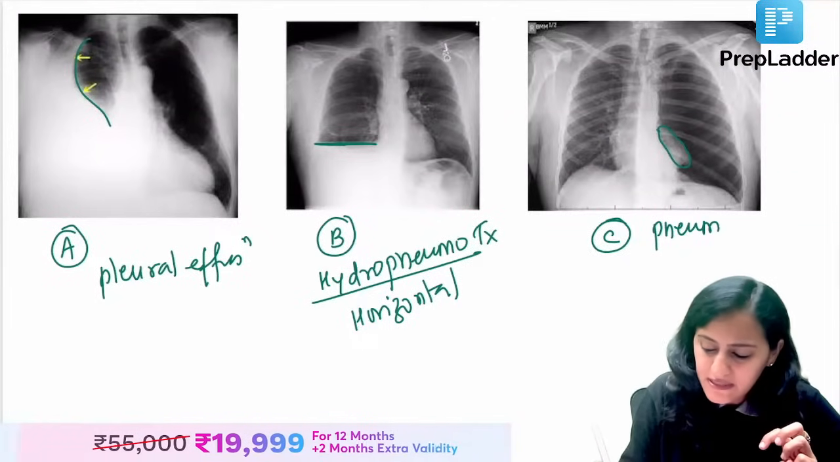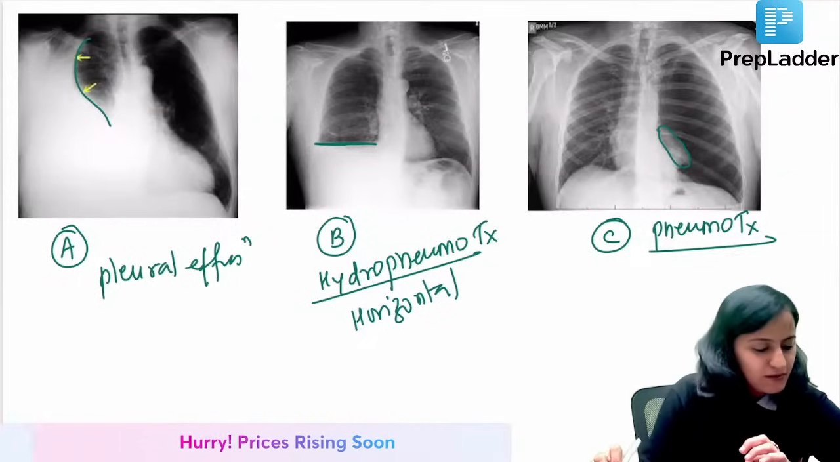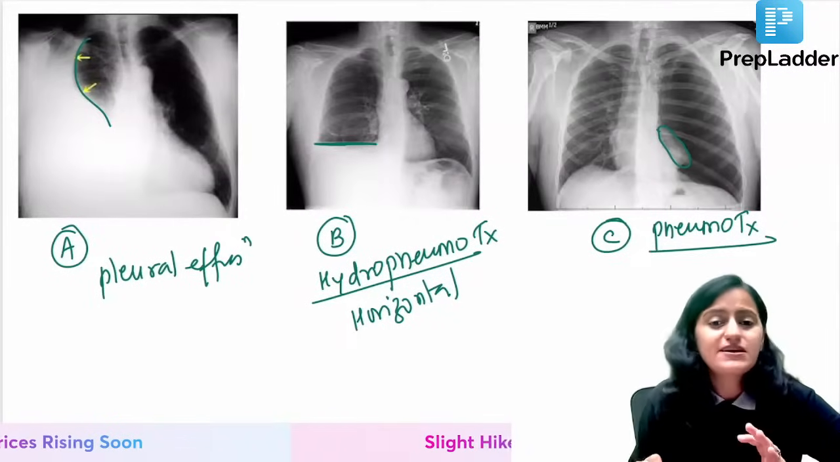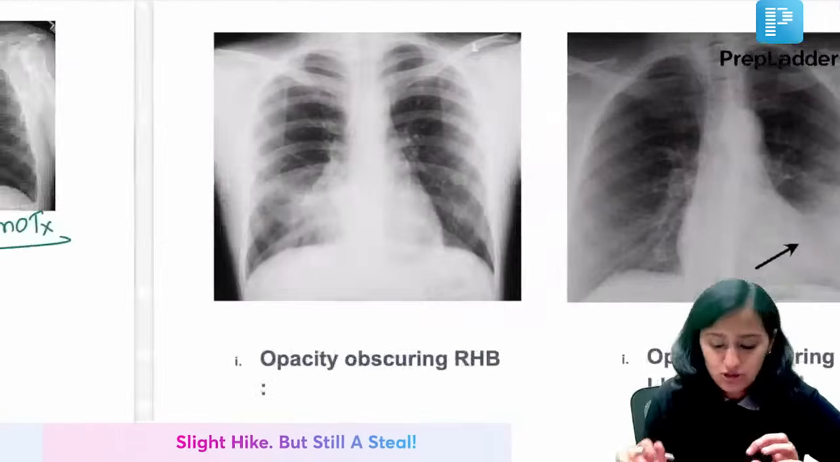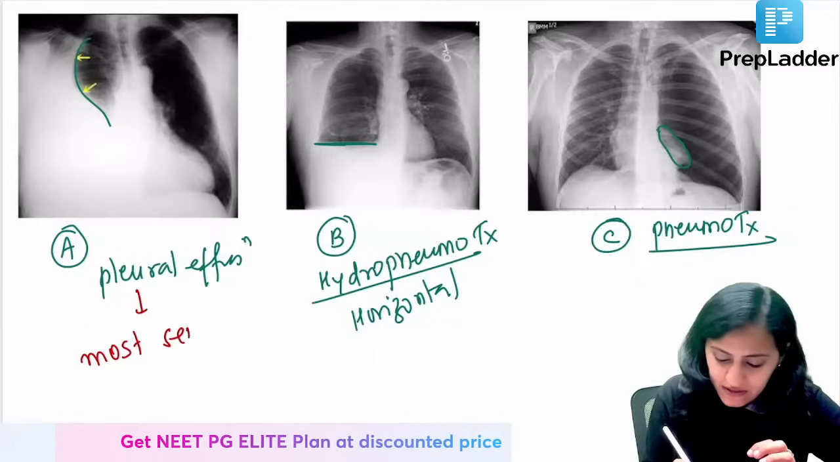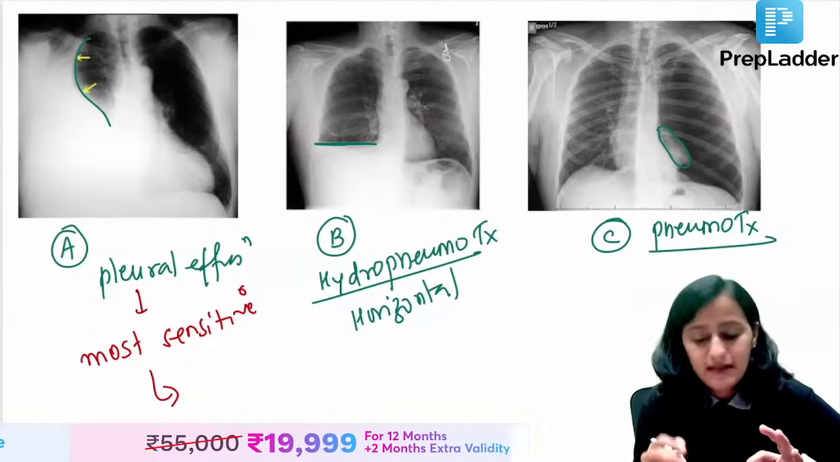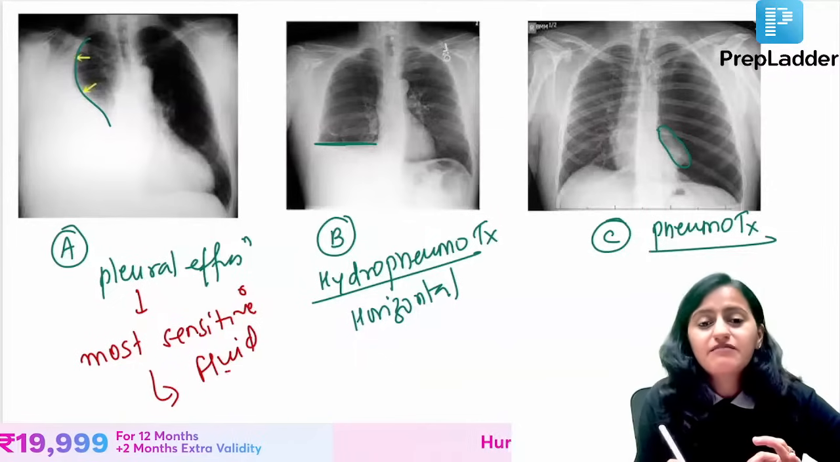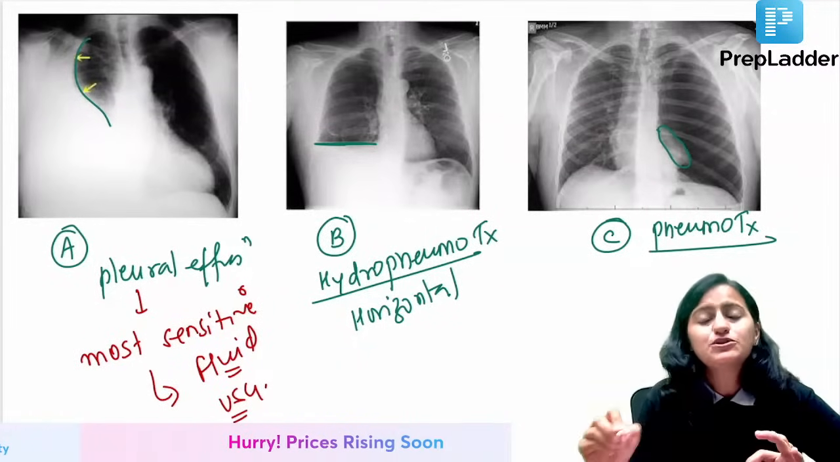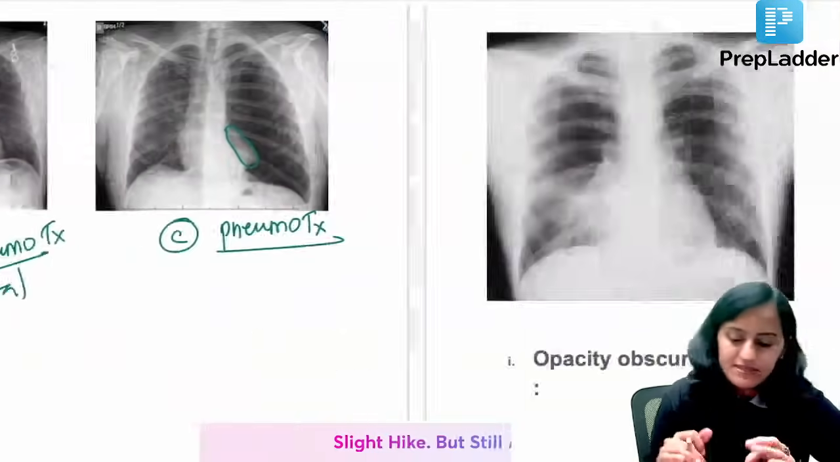This is going to be pneumothorax. Clear with everyone? Right. So this is how you identify the three pleural pathologies. If I ask you what is the most sensitive investigation for pleural effusion, what is the answer going to be? Remember, wherever it is fluid, fluid is U, it is best seen on USG. For fluid, the most sensitive investigation is USG.